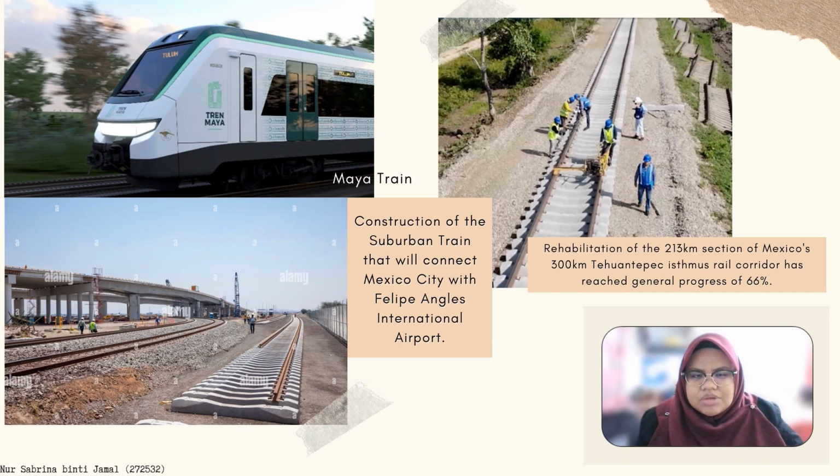The cost to build the train specifically for tourists could reach $20 billion. These projects are already under construction, including the Maya train, the suburban train expansion to connect the Felipe Ángeles International Airport, and the rehabilitation of the Medias Aguas-Salina Cruz freight rail line on the Tehuantepec Isthmus Transoceanic Corridor, among others.